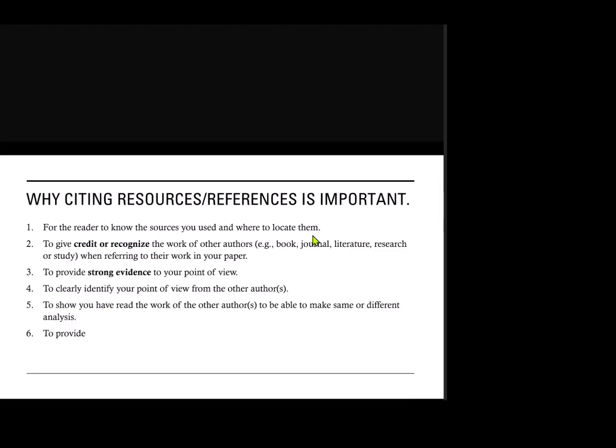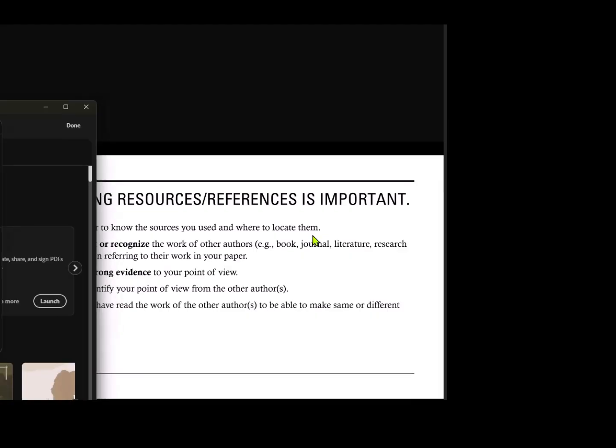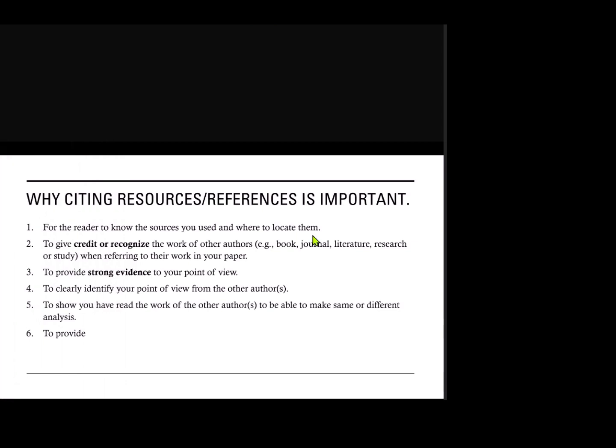This is one of the reasons why, looking at nursing itself, it's all about scientific evidence. And so I think we need to start looking at that when we write responses and when we write academic papers. The other is that we need to give credit or recognize the work of the author. And that author can be the textbook that we're using, which is Beth Perry Black. It can be a journal. It can be a research study. Whatever it is that we're referencing, we need to give that individual credit for the work that they've done.